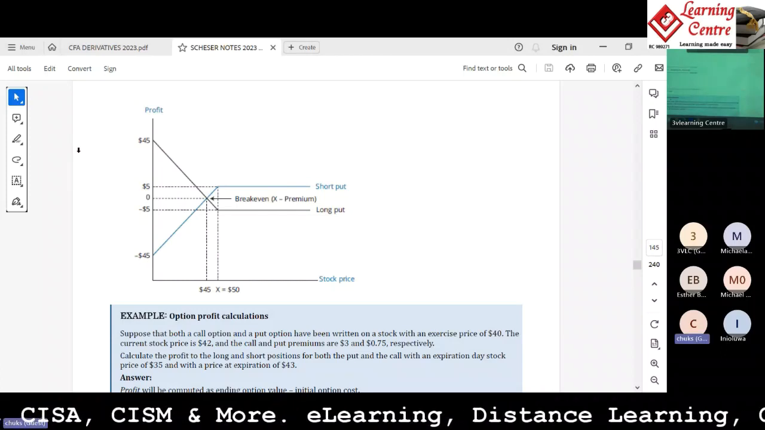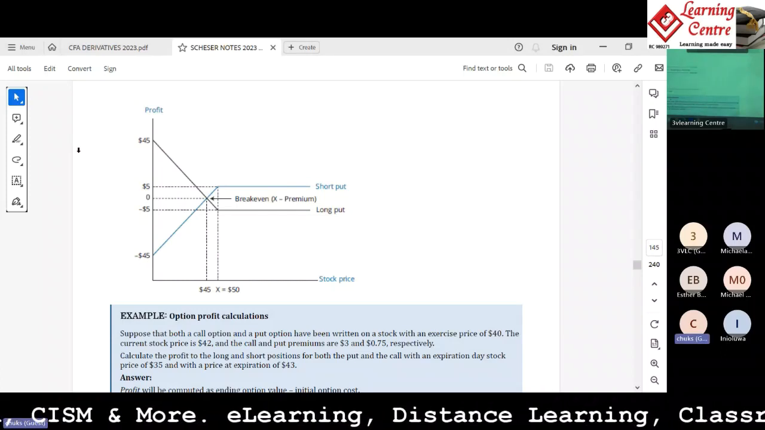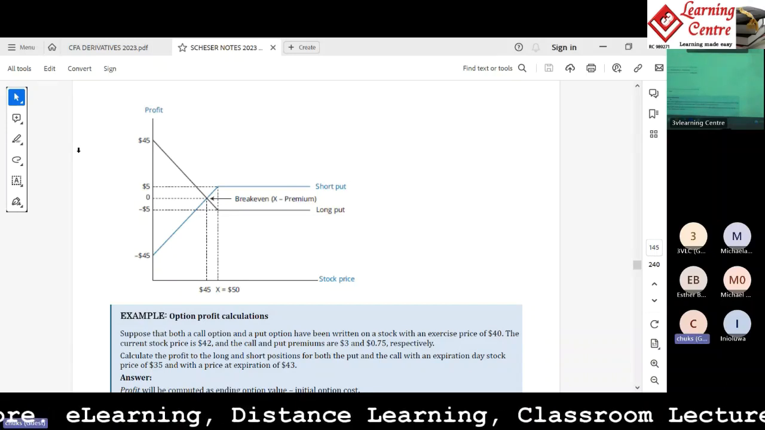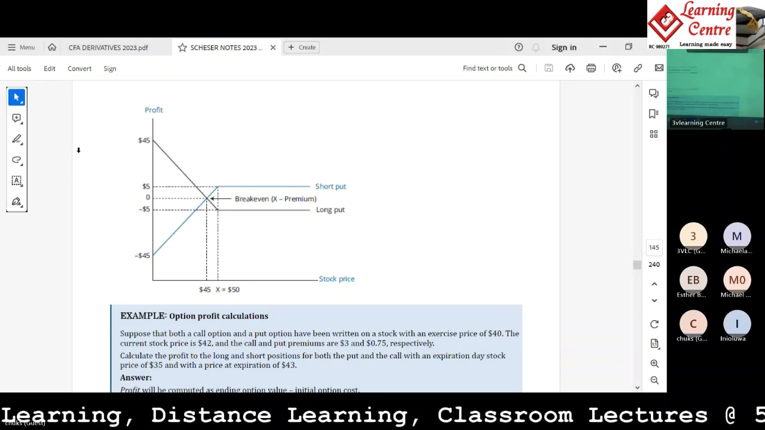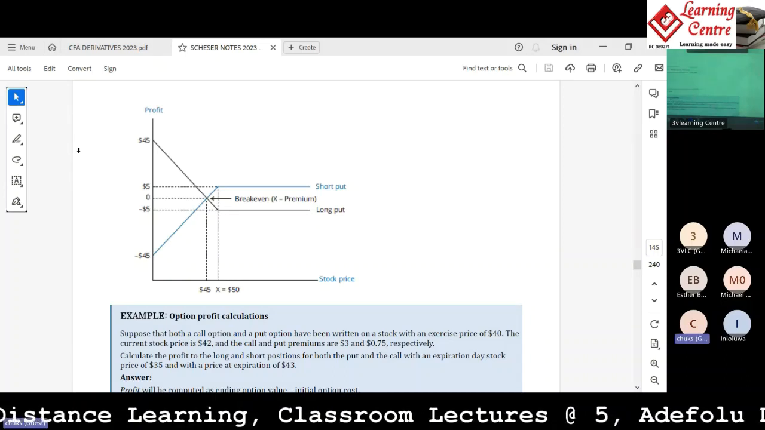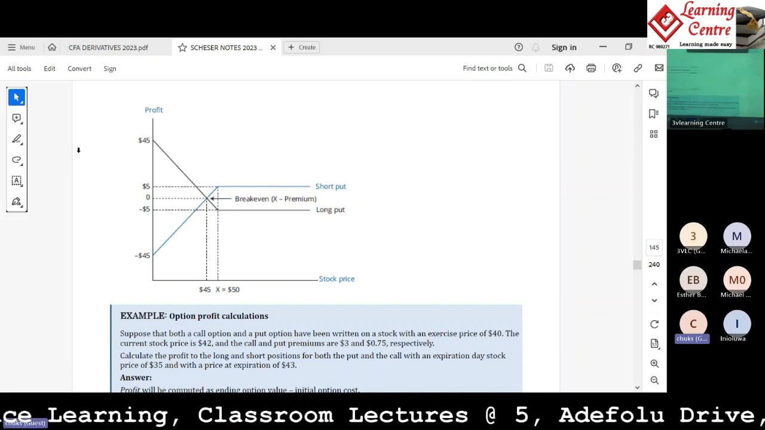Now, did I mention long and short? And remember, I said don't be confused about long and short. Just remember that short means sell. So long would mean buy, which is the opposite. Okay, so you are asked to calculate.